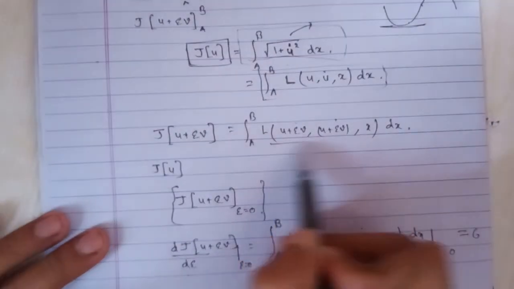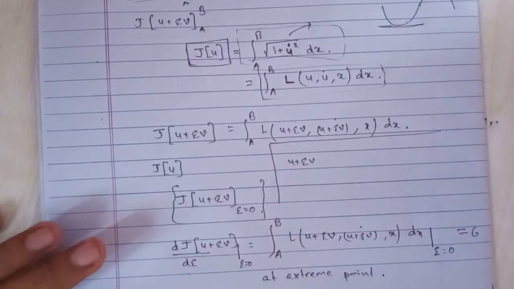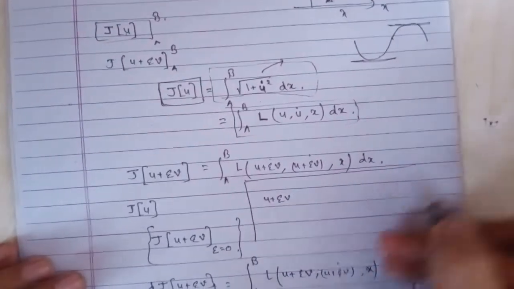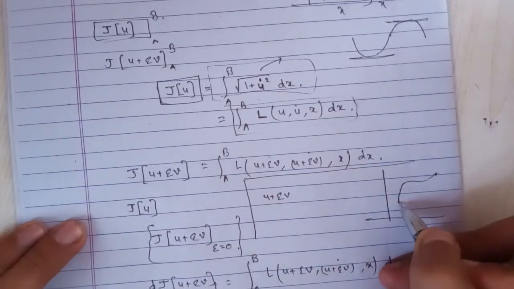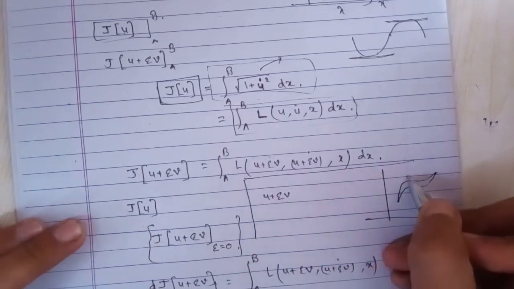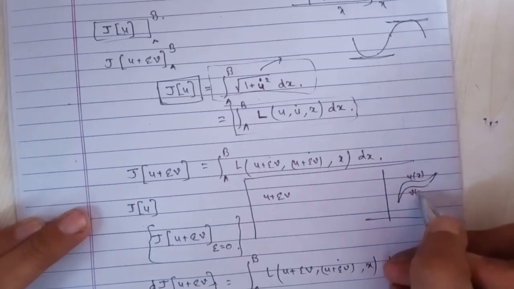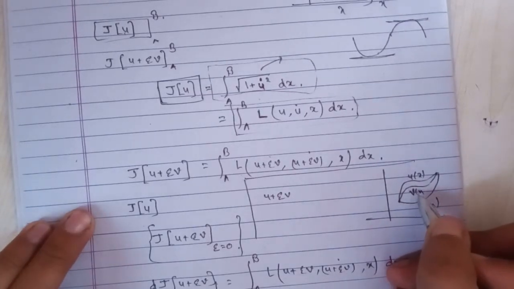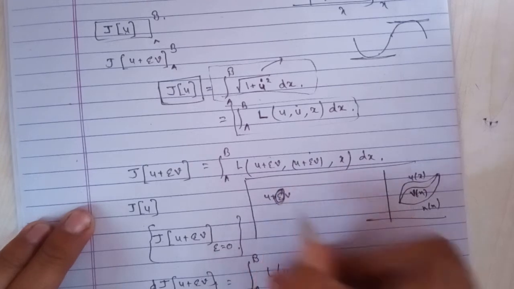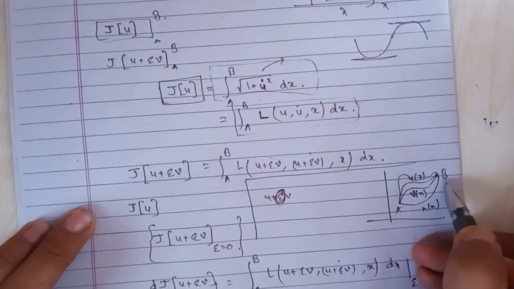But first I want to add something here: u plus epsilon v can define any function from a to b. Suppose it can define any function. If this can be written as u(x) and this as v(x), it will give some other value h(x). For any arbitrary function h(x) with arbitrary number epsilon, you can get any path to get to b from a.